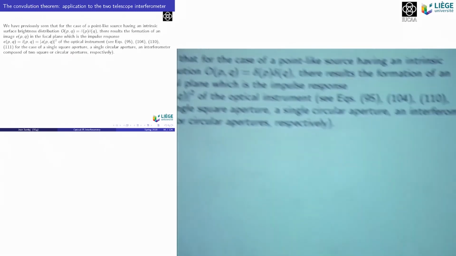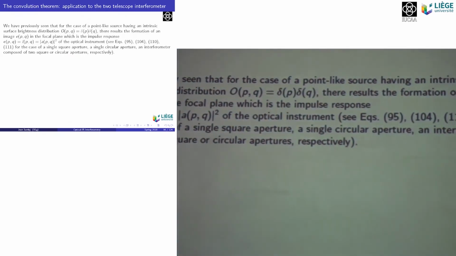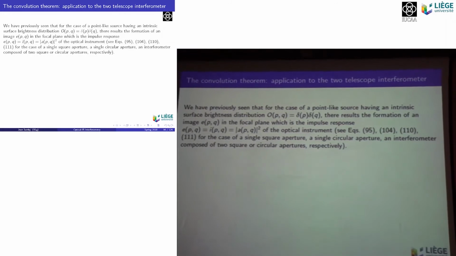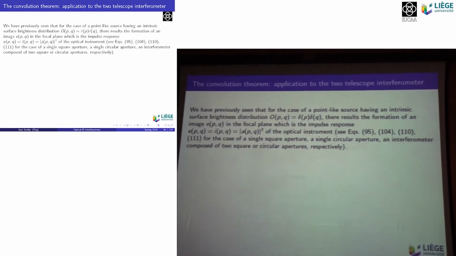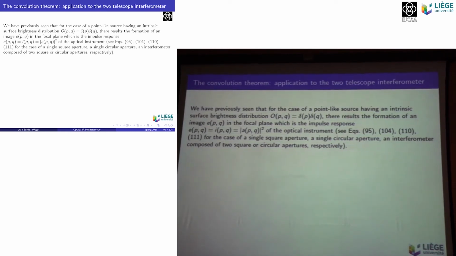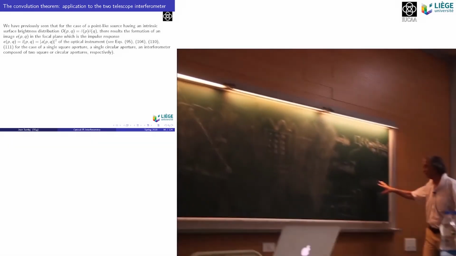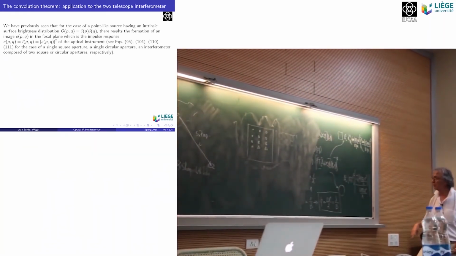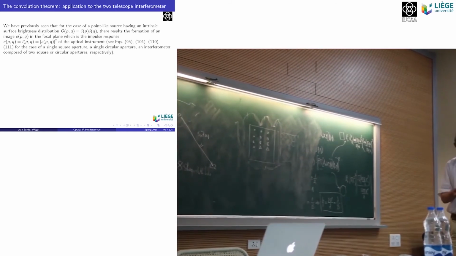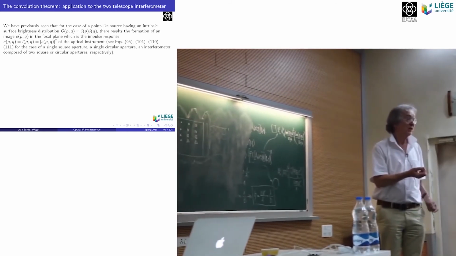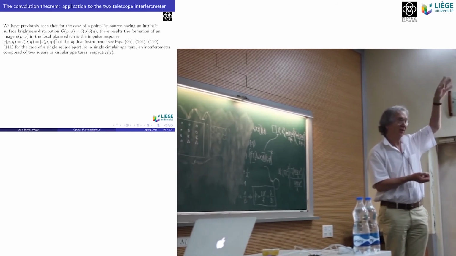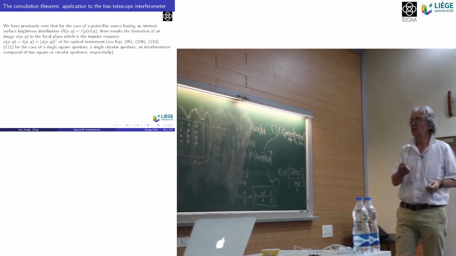So we have previously seen that for the case of a point-like source, having an intrinsic brightness distribution O(P,Q) equal to the Dirac function of P times the Dirac function of Q, there results the formation of an image in the focal plane, which is the impulse response. It's what we established here. So this is the impulse response for a square aperture, impulse response here for a circular aperture. It's because we assumed that the star was located at very great distances, so it was point-like.